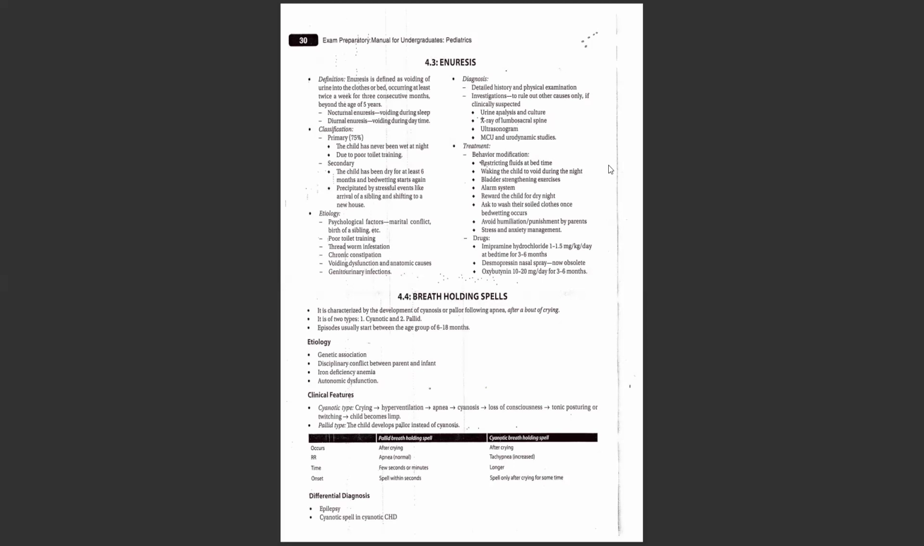The etiology of enuresis includes psychological factors like marital conflict and birth of a sibling, poor toilet training, threadworm infestation, chronic constipation, voiding dysfunction, anatomic causes, and genitourinary infections. Then how will you diagnose a case of enuresis? We have to take a detailed history and physical examination, then carry out investigations to rule out other causes only if clinically suspected.